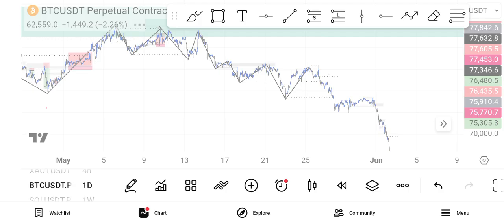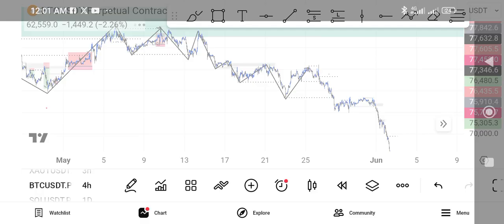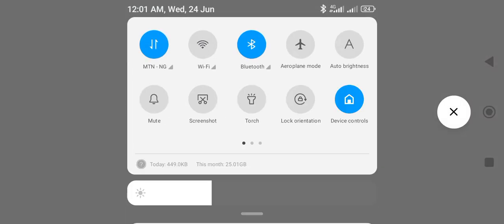Oh, my network, damn. What's wrong with MTN? They shouldn't be wasting my time this much, bro.